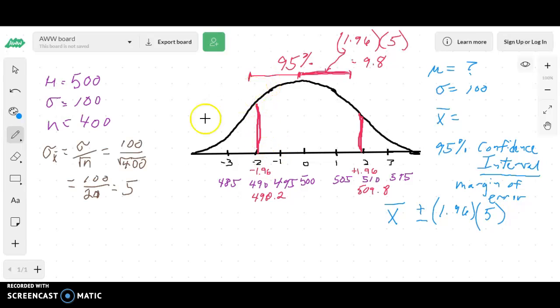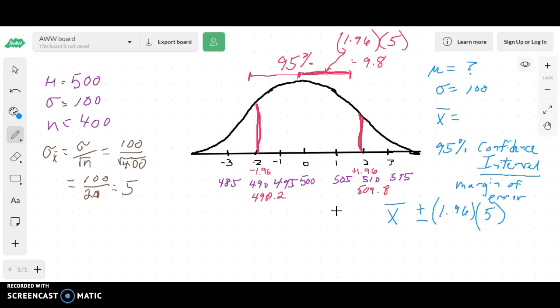Which again means that if we randomly select groups of 400 and we took a sample mean of that group of 400, 95% of the time we're going to get an average between 490.2 and 509.8. And that again is if we already know what the mean is.